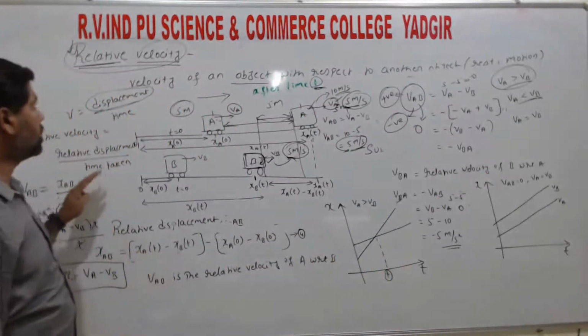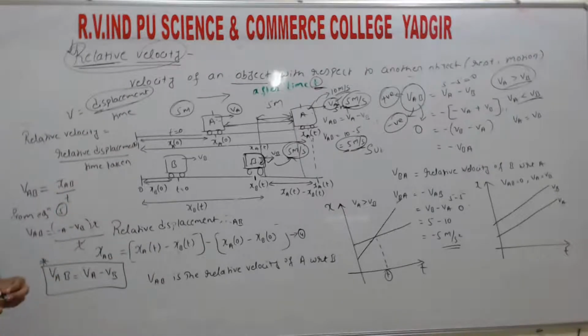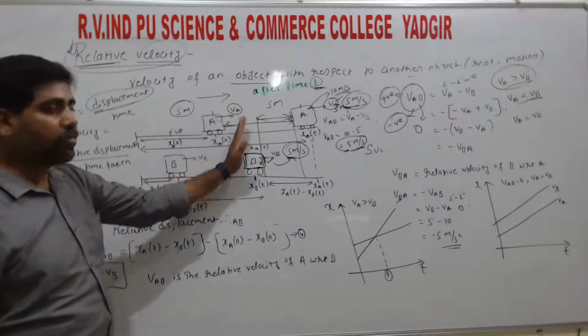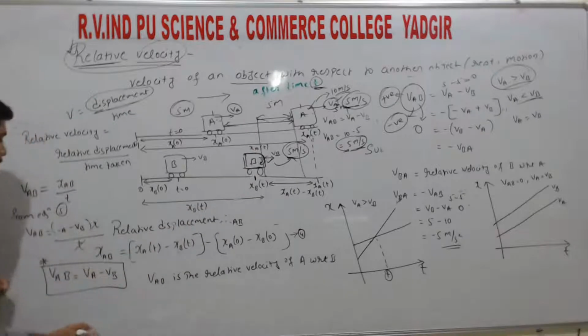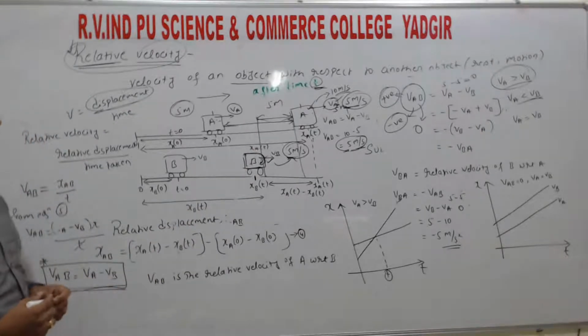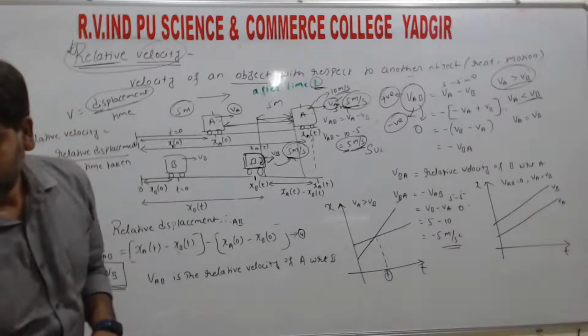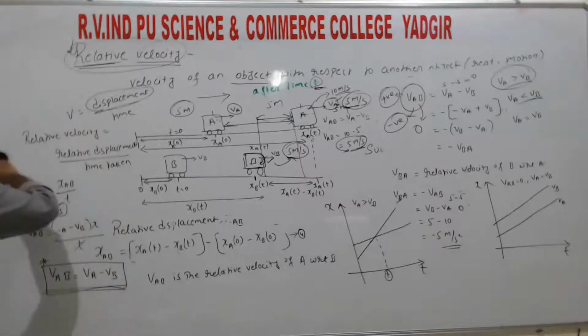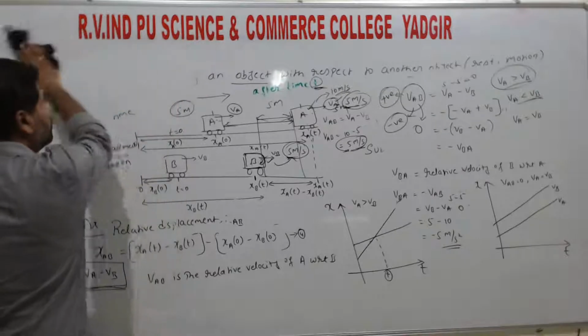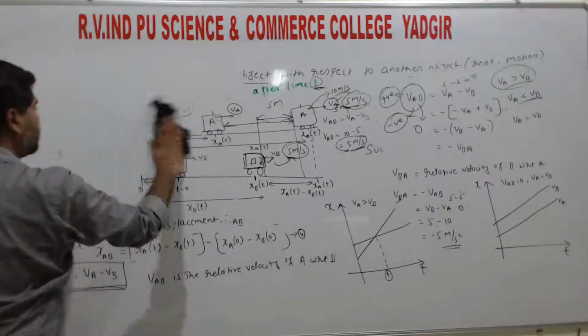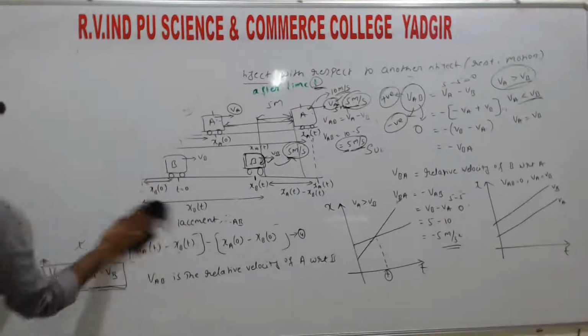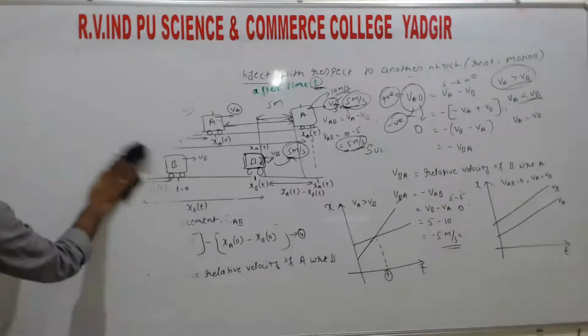So this is about the relative velocity. If two objects are moving in the same direction, then the relation we have is VAB equals VA minus VB. By this we completed the first chapter, motion in a straight line. Now we will solve a few problems on this chapter.